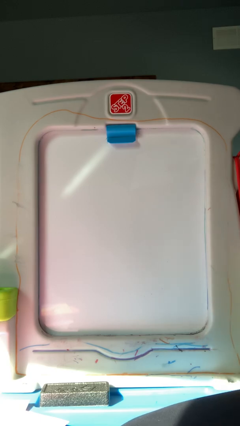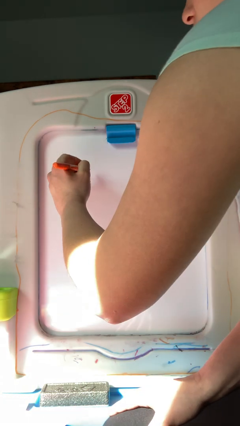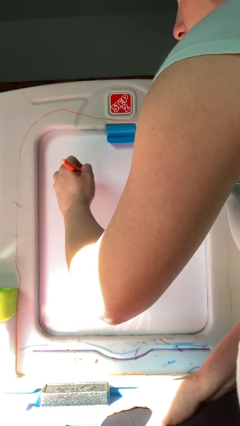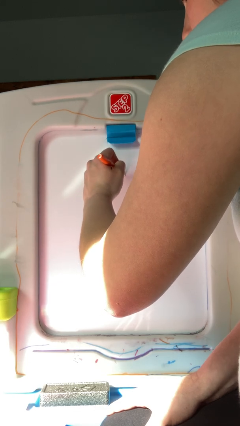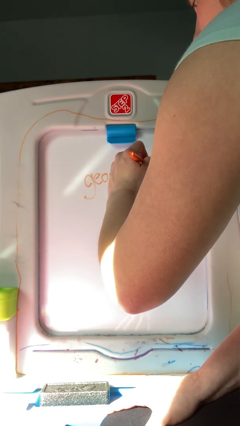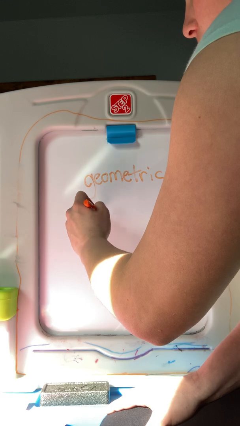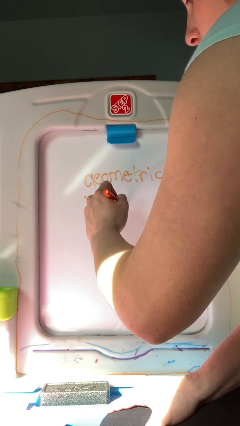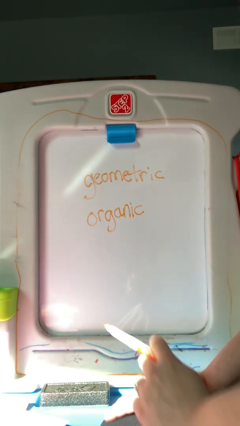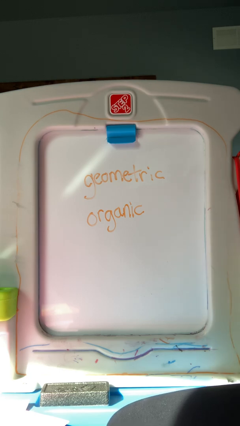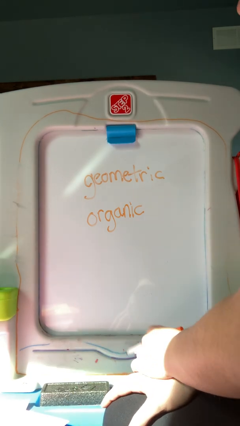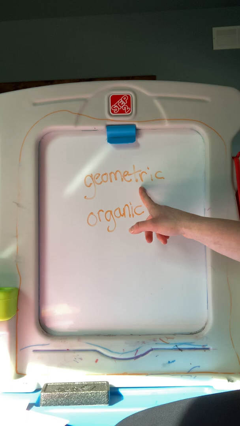All right, 5th and 6th graders, so we're going to talk about both geometric and organic shapes, and then also positive and negative space. So we're going to start with geometric shapes.